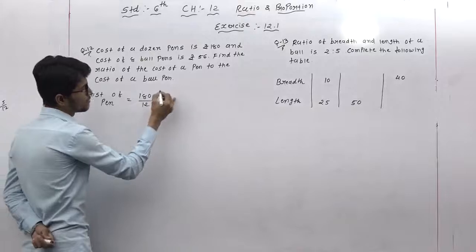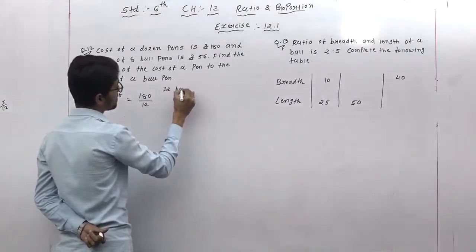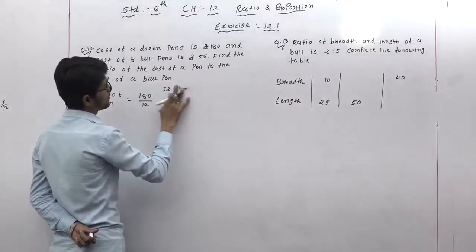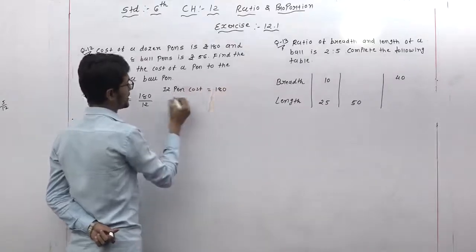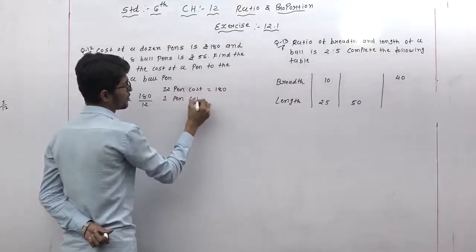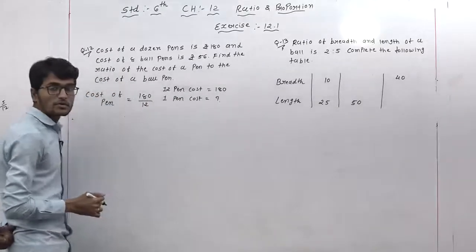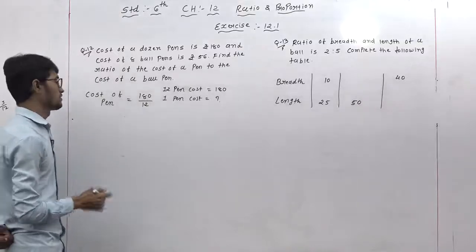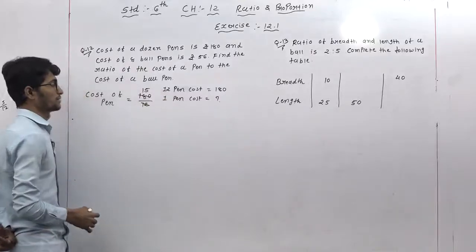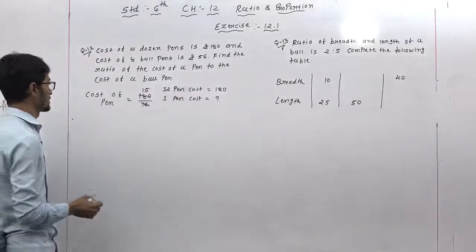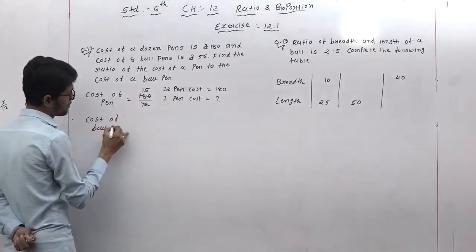How do we have to write it? Because 12 pens cost is equal to 180, so 1 pen cost is equal to how much? That's why 180 divided by 12. Okay? Understand? So we have to cut in these two. So our answer is 15. Then after that we have to find the cost of a ball pen.